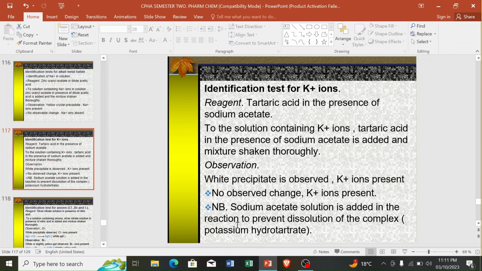It is added in the solution to prevent dissolution of the complex that is going to be formed, that is potassium hydrotartrate, a complex because we are getting it from tartaric acid. So we add it in order to prevent it from dissolving.